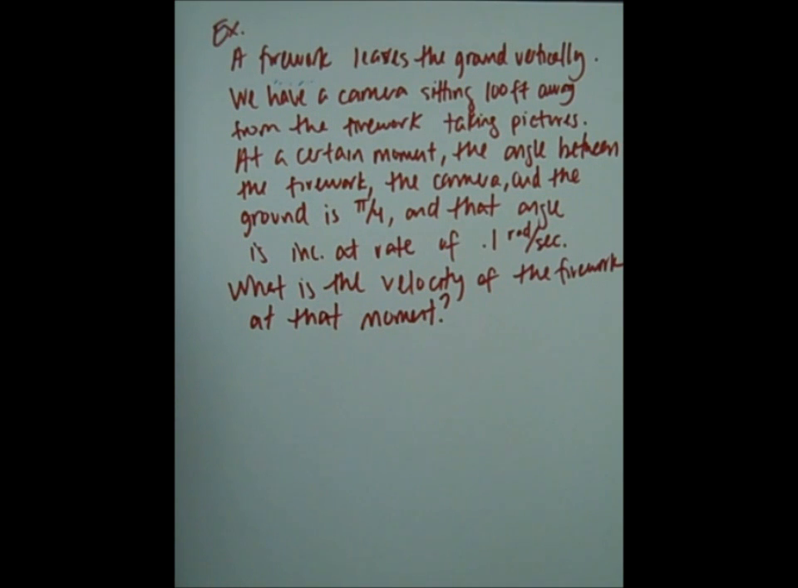Okay, so kind of a longer problem here, but basically a firework is leaving the ground and it's going vertically. We have a camera sitting 100 feet away on the ground and it's taking pictures. At a certain moment, the angle that's created by the camera, the firework, and the ground is pi over 4 radians, and that angle is increasing at a certain rate. I want to know how fast is the firework moving.